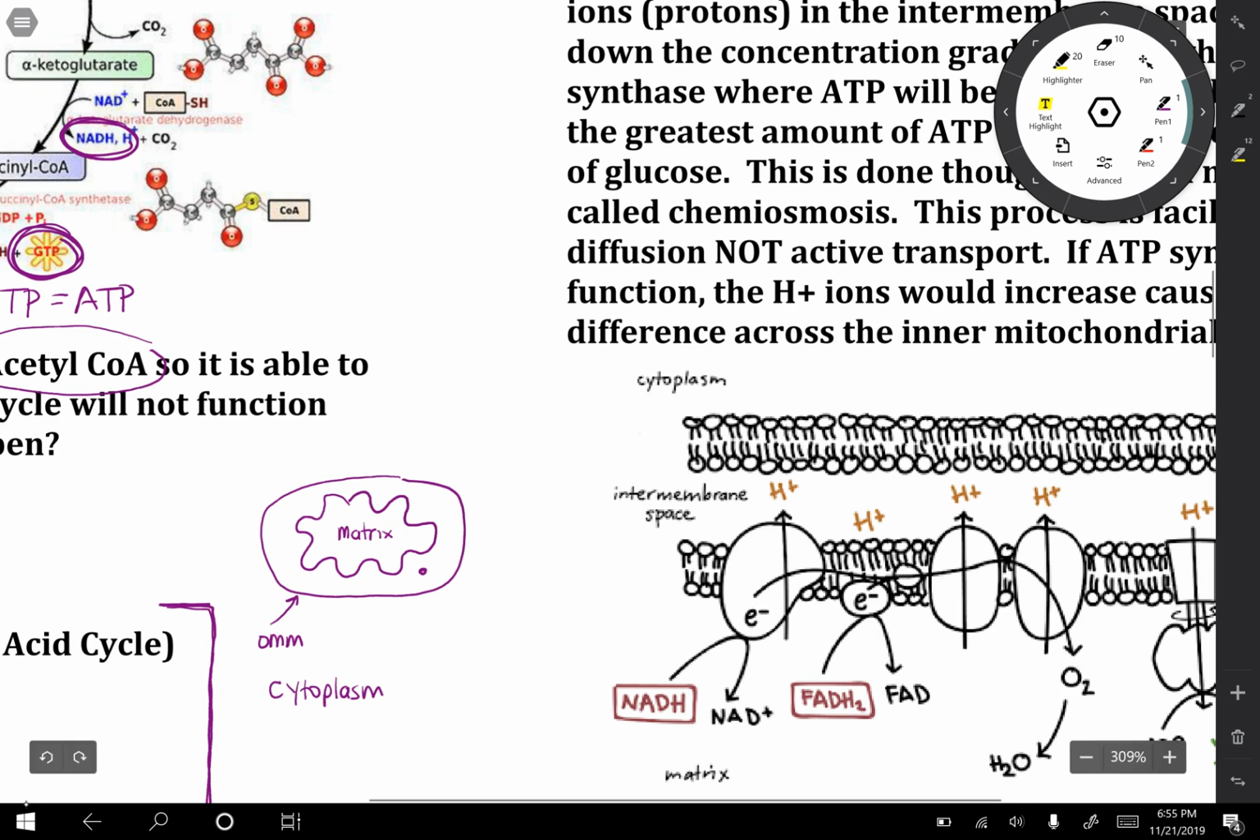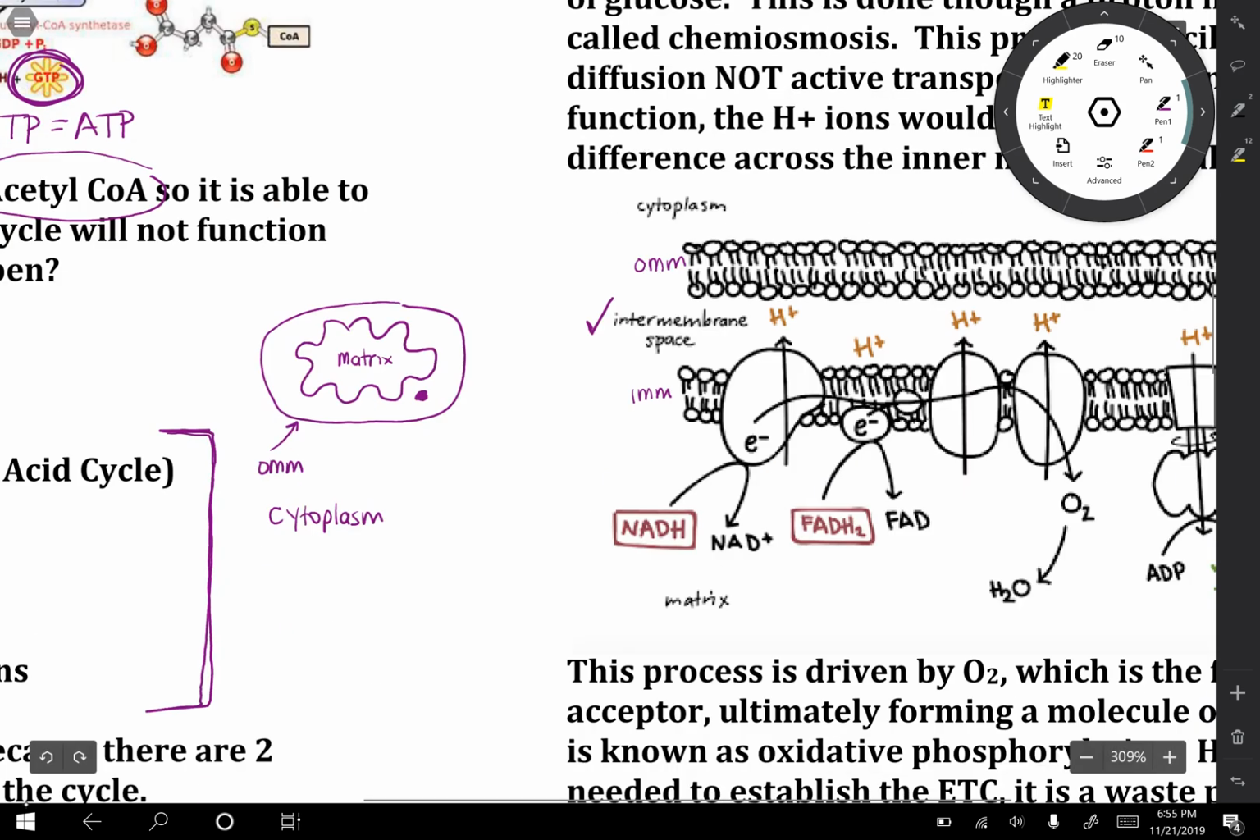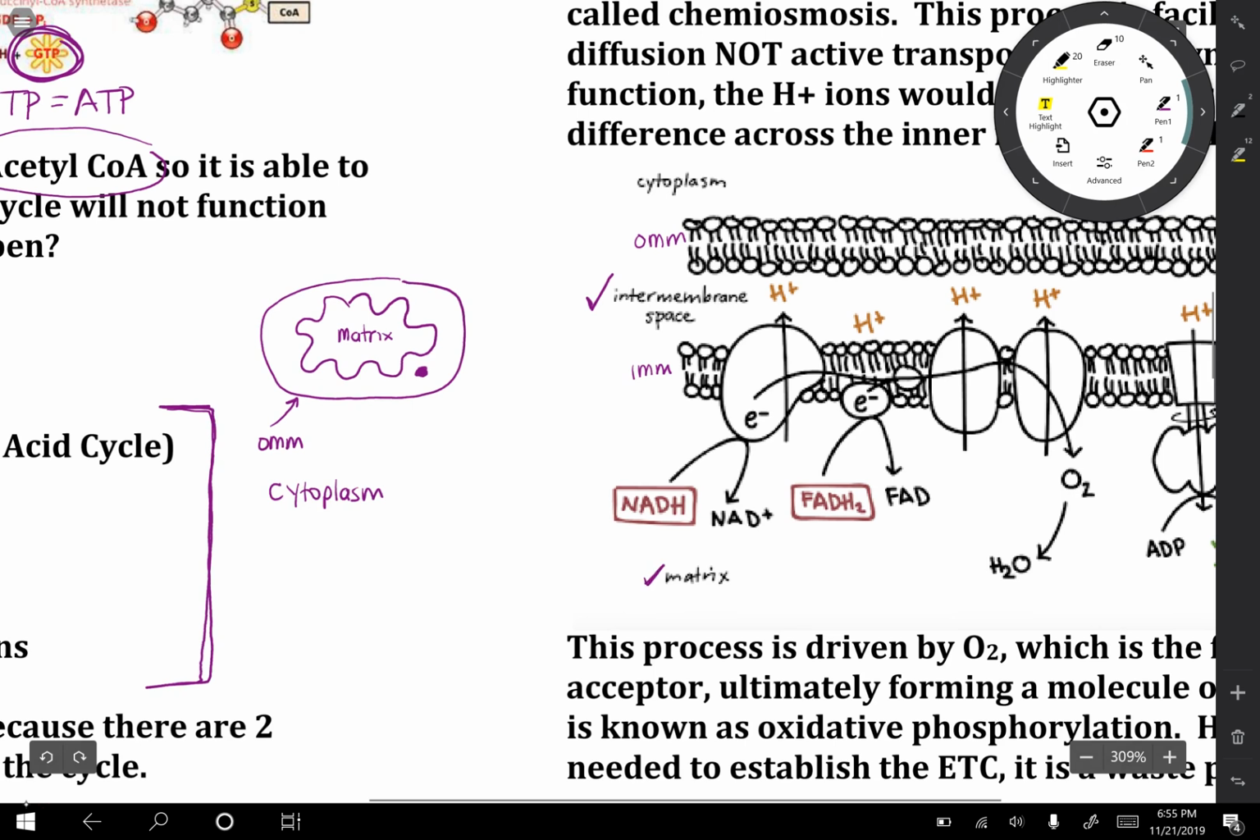So let's see where we are. This up here is your outer mitochondrial membrane. This is your inner mitochondrial membrane. The area between them is known as the intermembrane space. That's where my dot is, right over here. And the matrix would represent this area right there. So what the heck is going on?